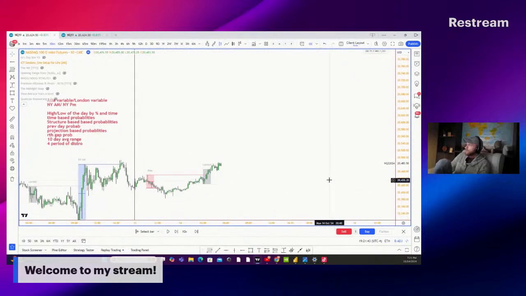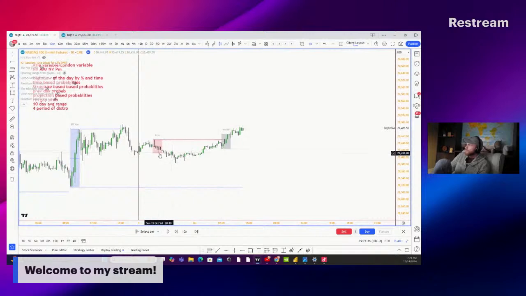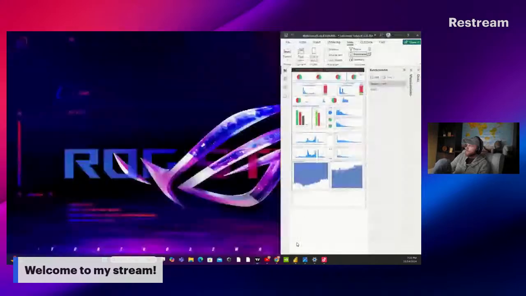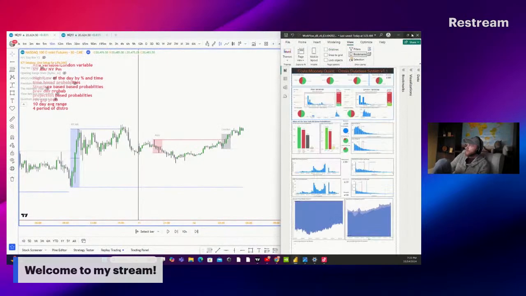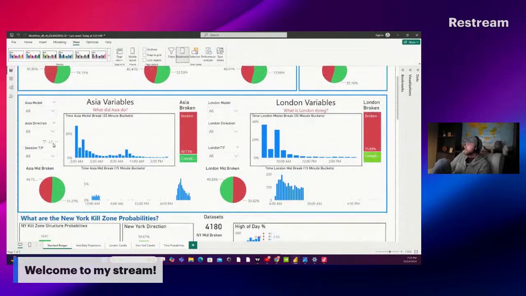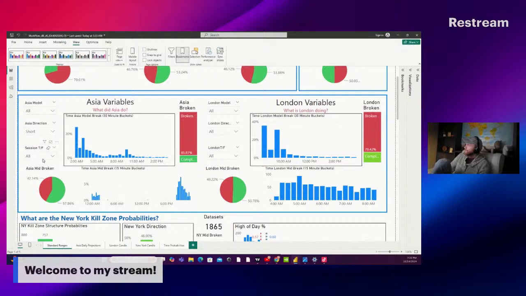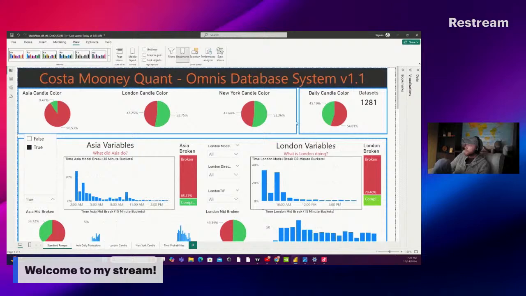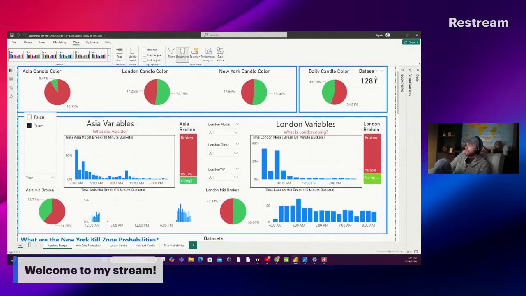So the variables that I care about, and only I care about, right, is what does Asia do after 2030 to 2 o'clock, right? So it went short and stayed true, right? So I'm going to come over to my database, and I'm going to say that it went short and true, right? And so now I have 1,281 days left.